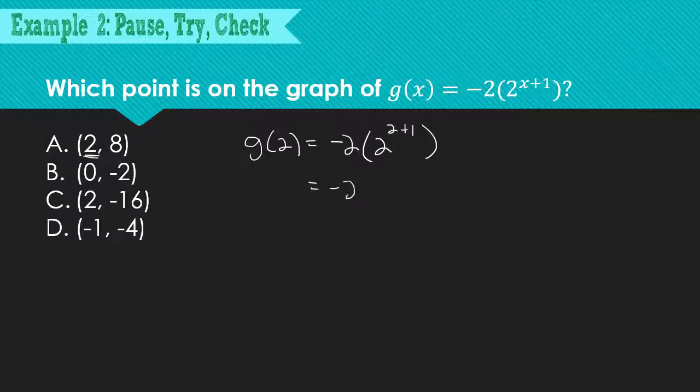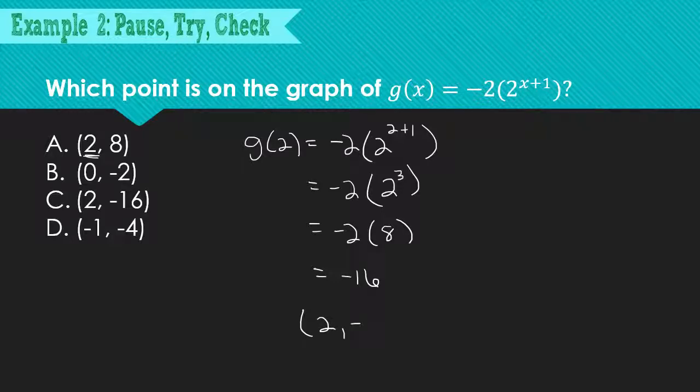When I simplify this, I'm going to end up with 2 to the third, and 2 to the third is 8, and -2 times 8 is -16. So the coordinate that I get is (2, -16). That was not my choice for A, but if I look here, that is my choice for C. So C would be my correct answer.